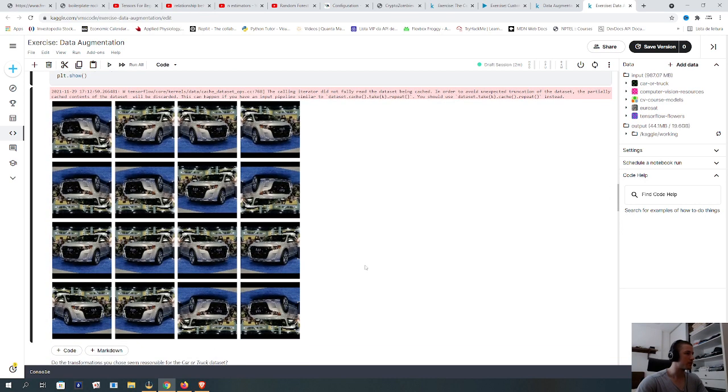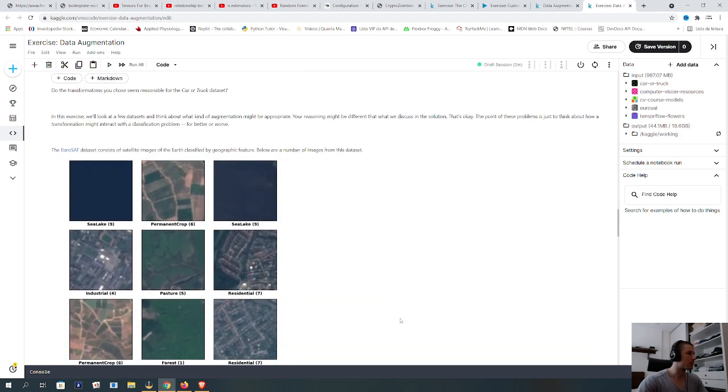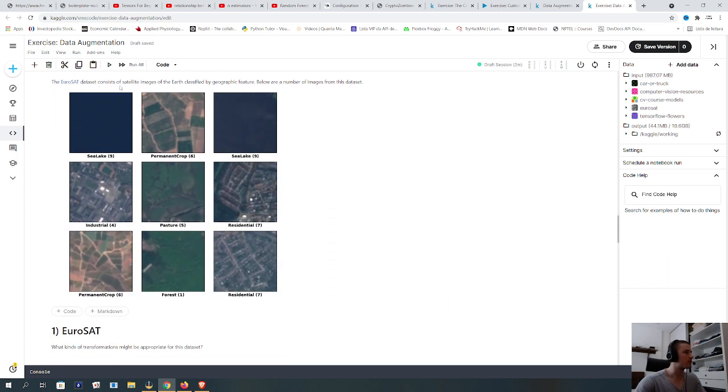Yeah, so this changes left to right and horizontally. The transformation shows seem reasonable for the car or the truck data set. In this exercise, we look at a few data sets and think about what kind of augmentation might be appropriate. The reasoning might be different from what we discuss in the solution. That's okay. The point of this problem is just to think about how transformation might interact with a classification problem, better or worse. The Eurosat dataset consists of satellite images of the Earth classified by geographic feature.